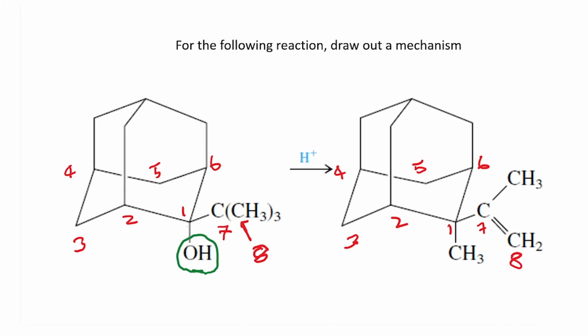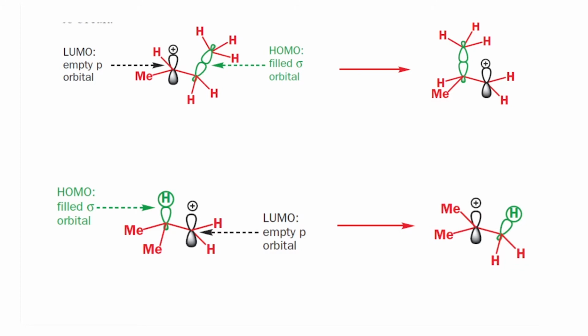And in the product, you see here that carbon 1, which used to have an OH, now has a methyl group, and one of these methyl groups is missing, or it has moved, and you have a double bond between 7 and 8. So these are the important characteristics that we need to know before we suggest a mechanism, right? So before we go into the actual mechanism, I just want to remind you of how carbocation based rearrangements, or movement of groups, occur.